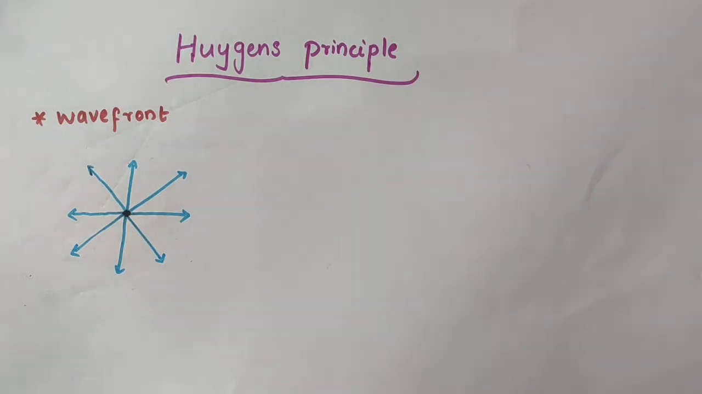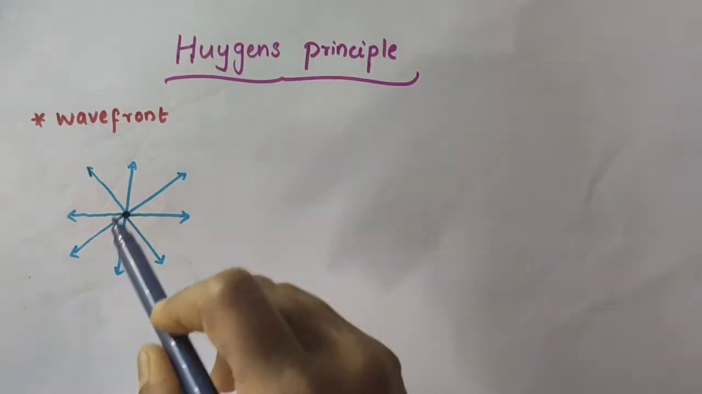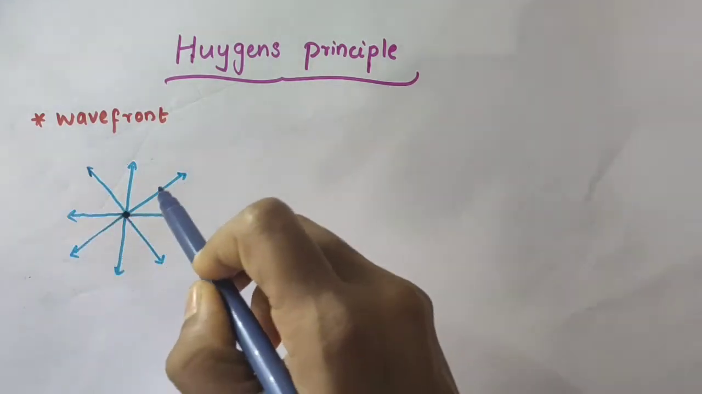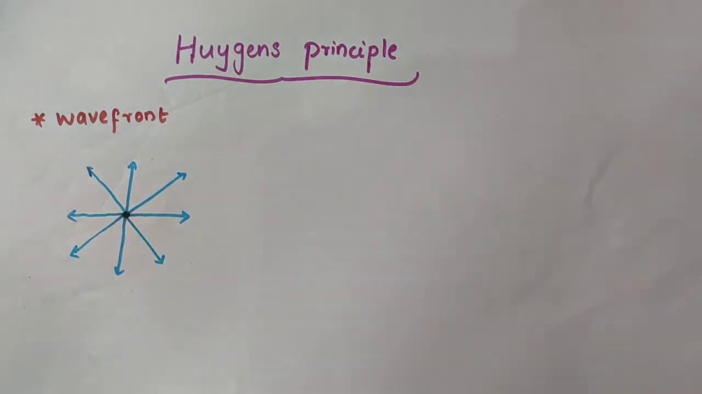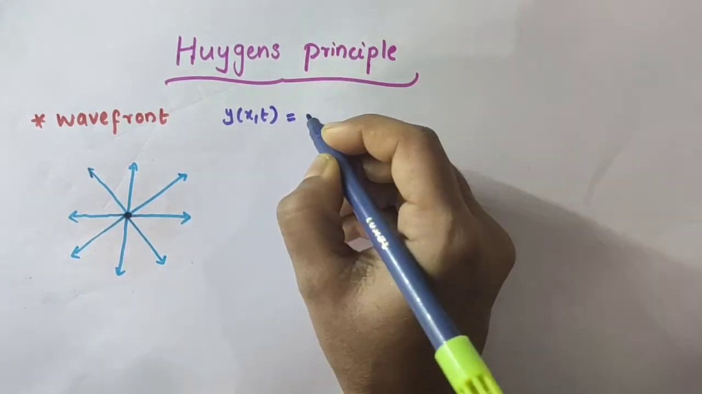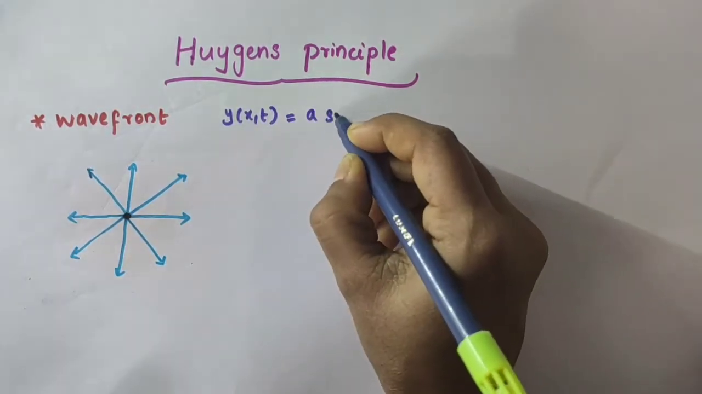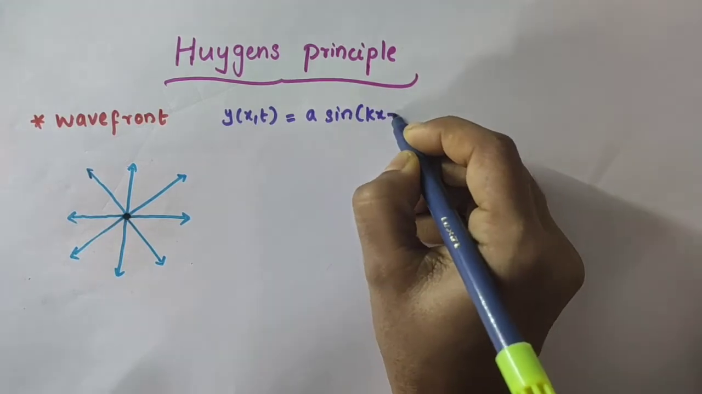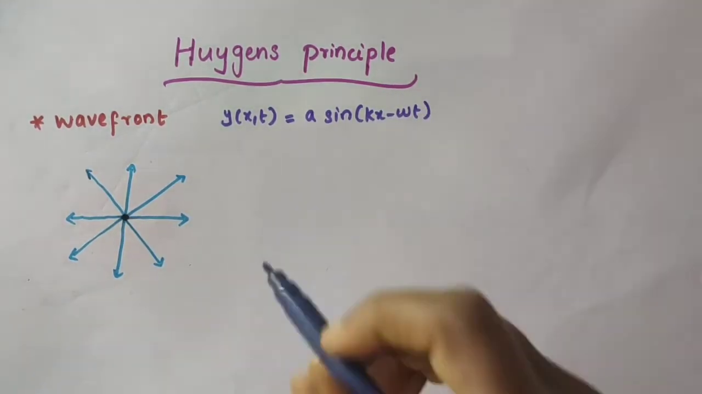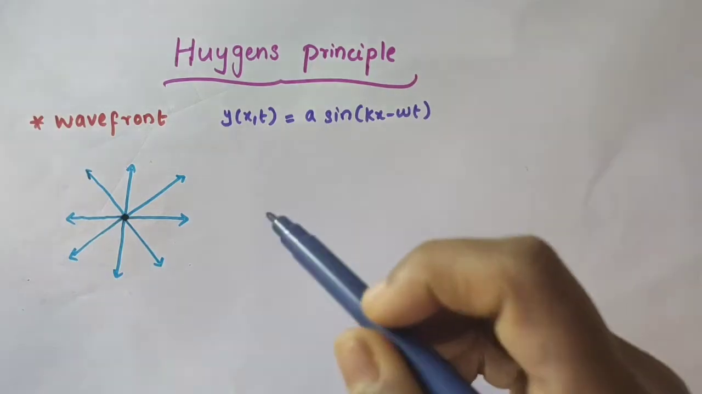Now, what is the expression for the displacement relation in a progressive wave? Water waves are progressing in this direction, no? They will be traveling in all directions and progressing like this. So what is the expression for the displacement relation in a progressive wave? I am writing it as y of x,t equal to a sine of kx minus omega t. I have just written a displacement relation for a progressive wave.